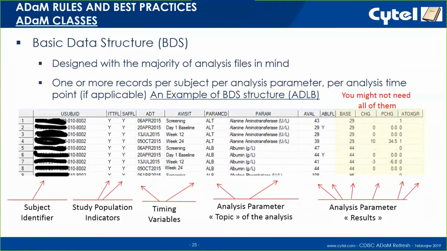As I said, the BDS can be used for several different situations. So this is pretty straightforward. Most of the records are coming directly from SDTM, and then you change a bit the param to be more meaningful. You add some derived variables that are very standard, so AVAL, BASE, CHG, and so on. They are always the same variables. They always have the same meaning, regardless of the analysis you are doing.